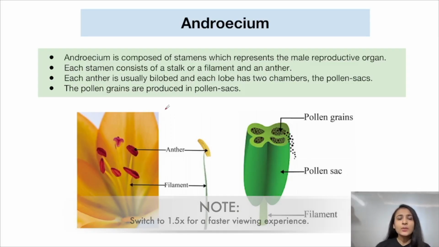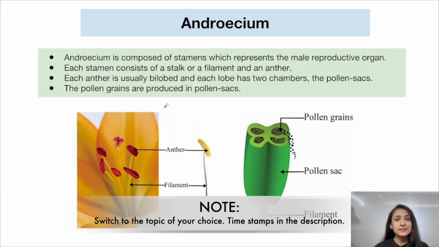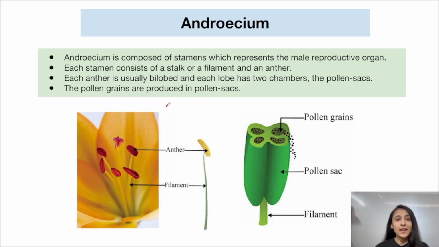As we all know, the outermost whorl of a flower is the whorl of sepals, which is called the calyx, followed by the whorl of petals, which is called the corolla, which is further followed by the whorl of stamens, also known as the Androecium, and the innermost whorl of the flower is known as Gynoecium, which is the whorl of carpels. Starting off with Androecium in this video, we know that Androecium is the whorl of stamens. It is composed of stamens, and stamens represent what? The male reproductive organ of the flower. These are the male organs which are responsible for production of the male gametes.